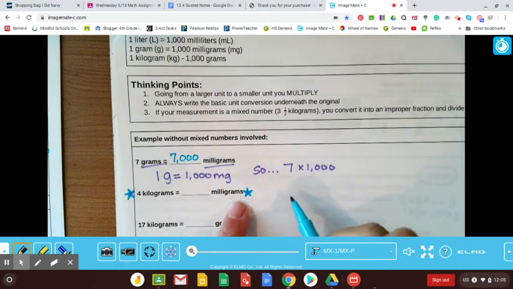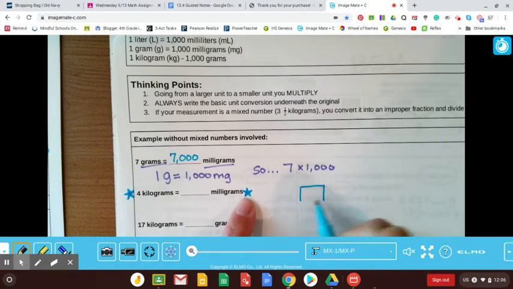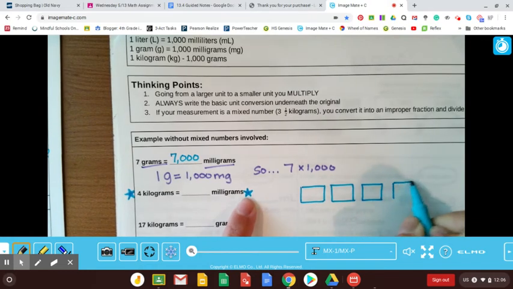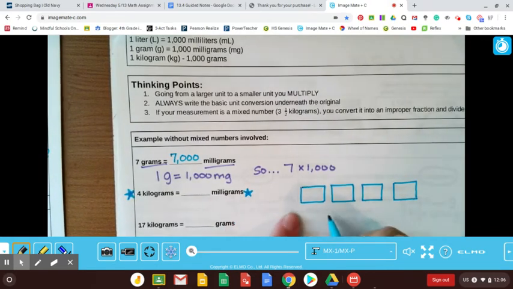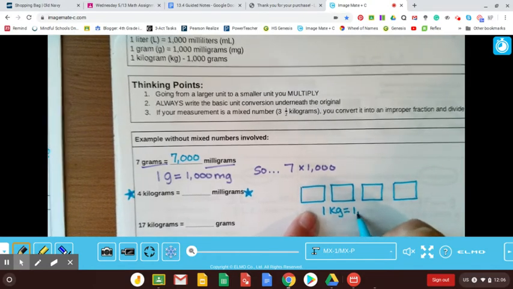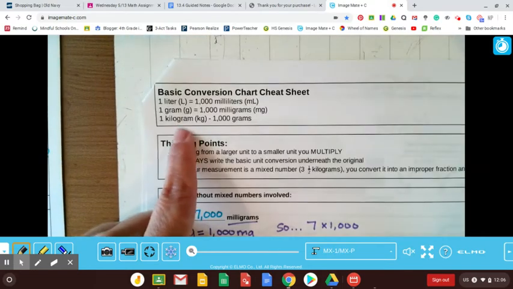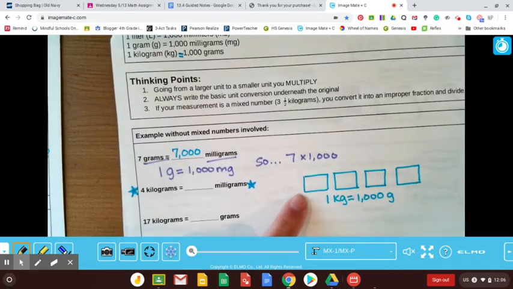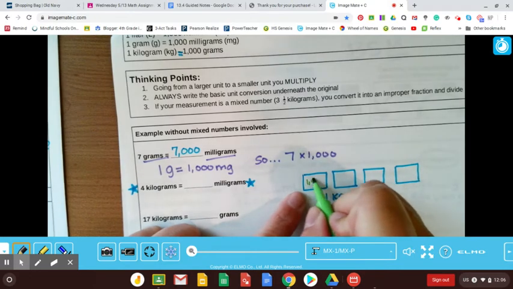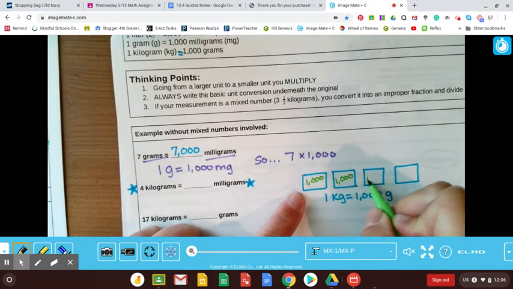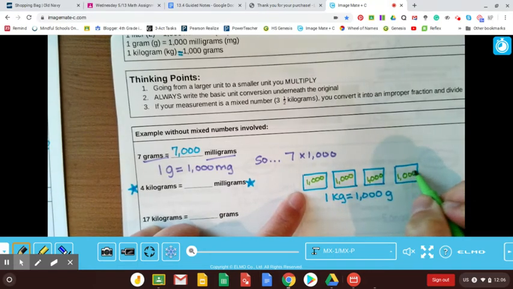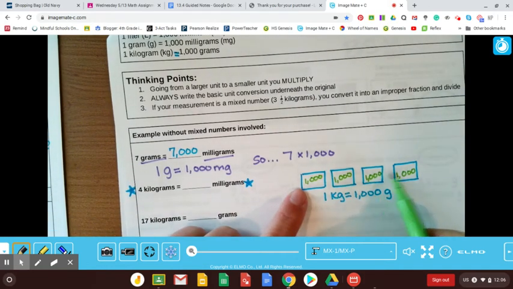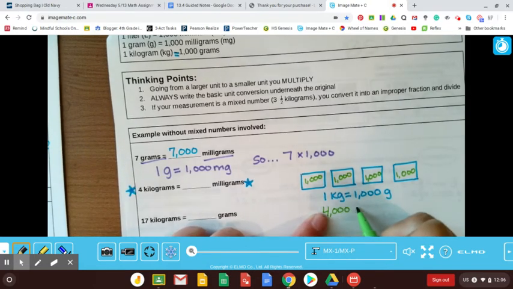Well, let me take what I know. I'm looking for 4 kilograms. So I'm going to just draw a model real quick. I'm going to draw 4 boxes. And these boxes are going to represent 1 kilogram each. Now I know that 1 kilogram equals 1,000 grams, right? It says that right up here. Oh, this should be an equal sign, right? 1 kilogram equals 1,000 grams. So technically, I could put 1,000 in each of these. There's 1,000 grams in each of these little boxes, making it a kilogram. Okay. So how many grams do I have? 1, 2, 3, 4. So I have 4,000 grams.